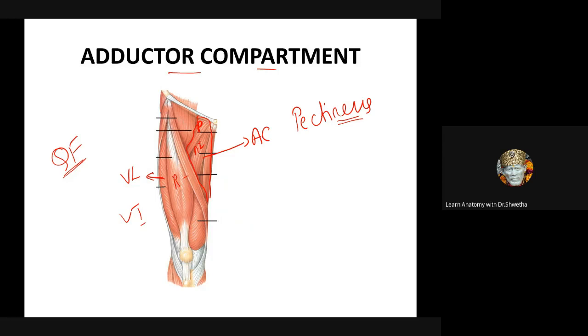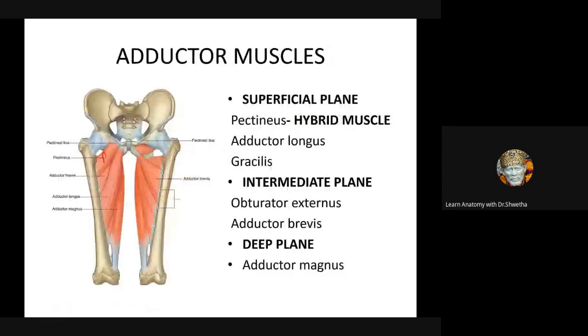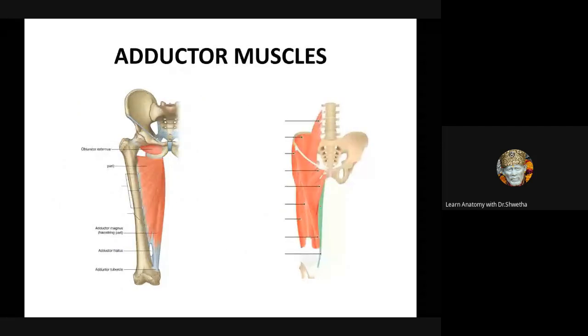So in the adductor compartment, what all do you have? You have the pectineus, you have the adductor brevis here. Then you have a vast muscle, adductor magnus. You have a small muscle here, which is called the obturator externus. And you also have another medial muscle, which is called gracilis. So these are the adductor compartment muscles.